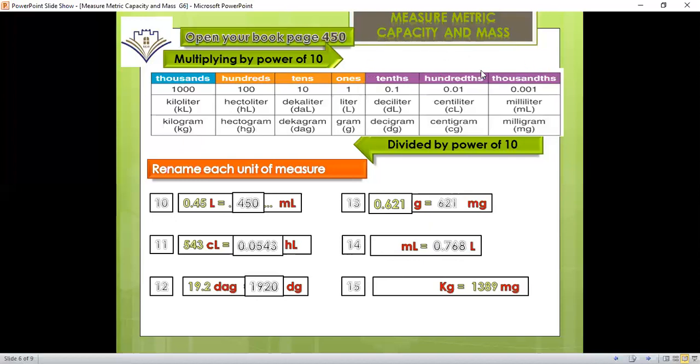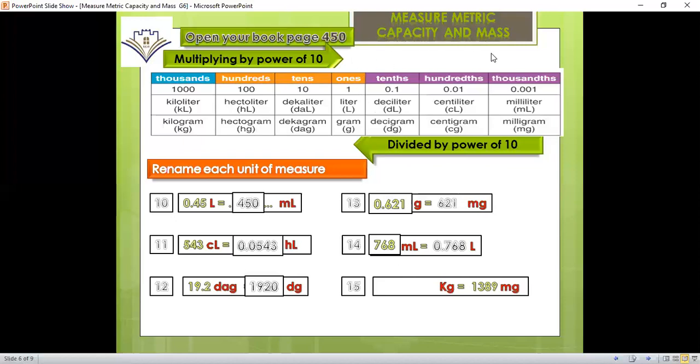Then multiplied by 1000. Multiply or divide? We need to convert liter to milliliter. Liter, where is liter? There is a liter. We need to convert it to milliliter, then multiply by 1000. Because I have a number related to liter and need to convert it to milliliter.